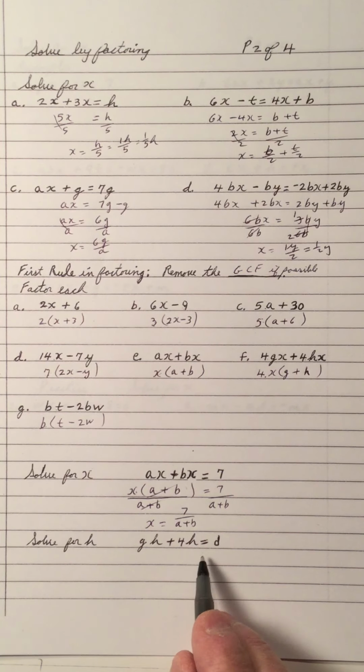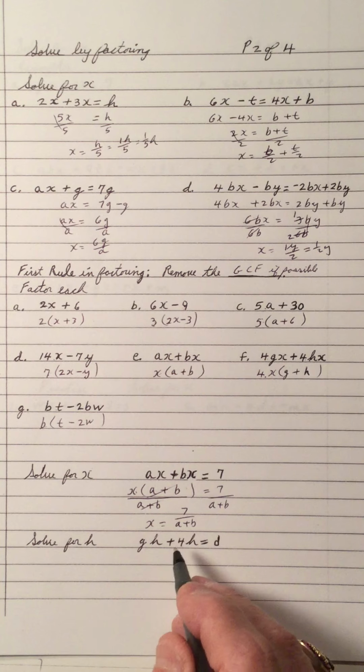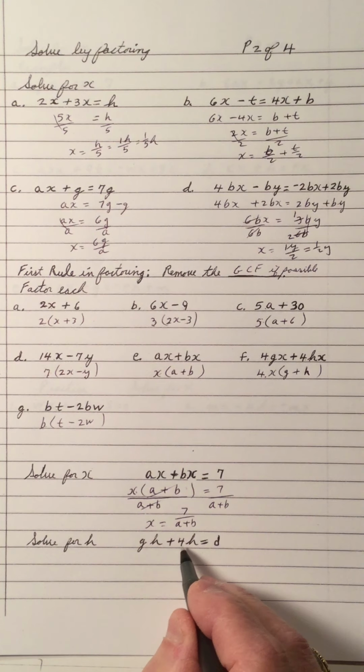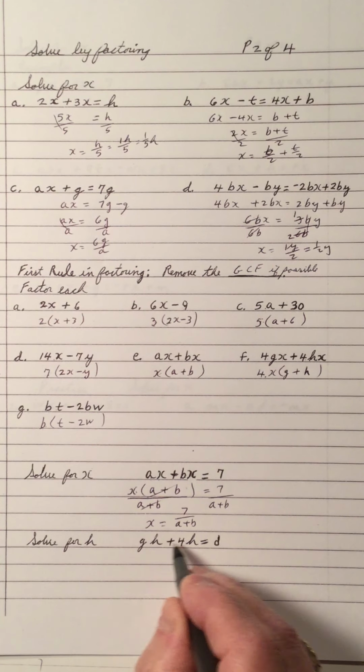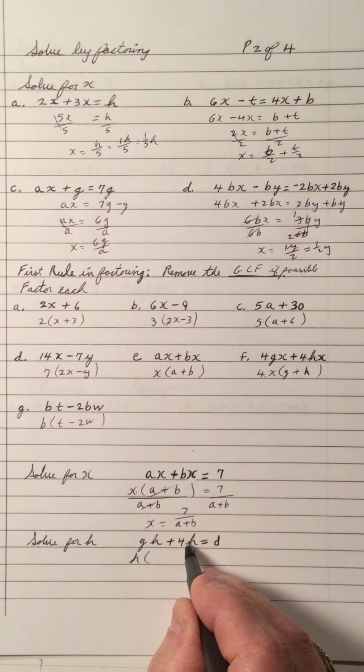Here we go, try this one. Again, we're solving for h. The h's are on the left side, the other terms are on the right side, perfect. I can't add these because they're not like terms. Again, I'm solving for h. H is a common factor, so I'll take h out of these two terms.